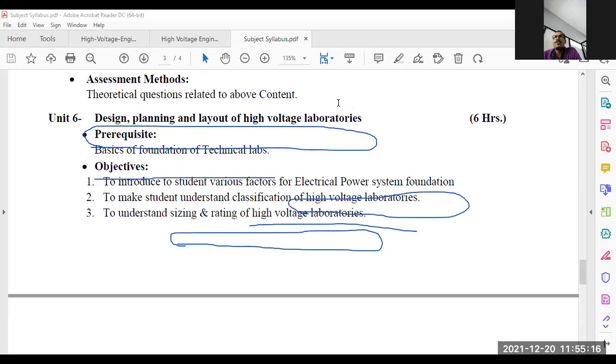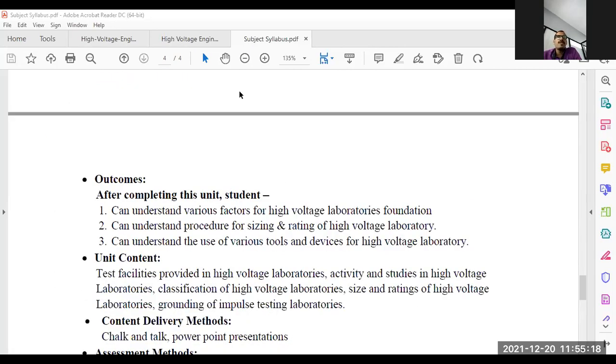So these are the objectives of unit 6, and that unit is about the design of the high voltage laboratory. Once we finish this unit, we will understand the various factors for a high voltage laboratory, the process for sizing and rating of the high voltage laboratory, and the use of various tools and devices for high voltage laboratory.